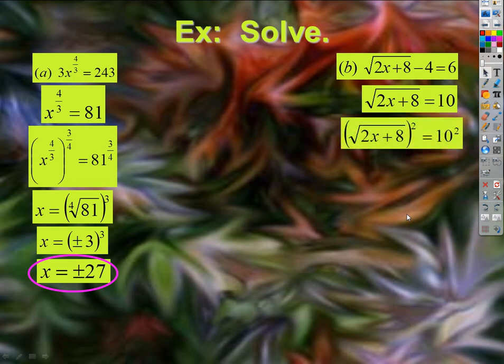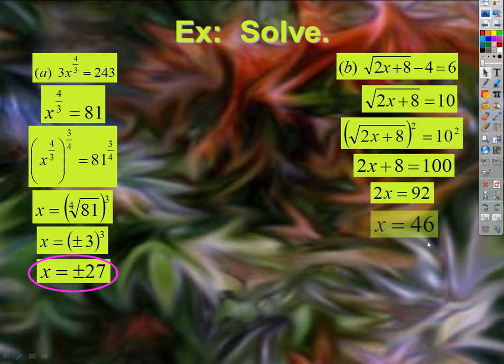So that's going to undo the radical on the left. I'm just going to get 2x plus 8. 10 squared is 100, right? Now I just solve for x, right? So subtract 8, divide by 2, and there's my answer. But what do I have to do? Plus or minus? No, not plus or minus. Plug it in. Got to check it, right?